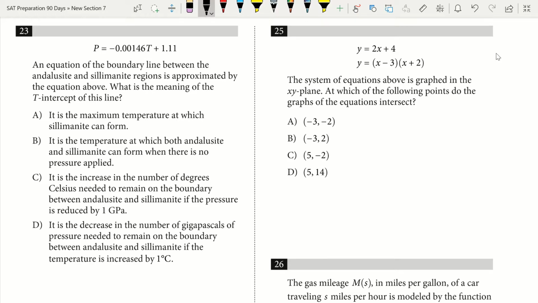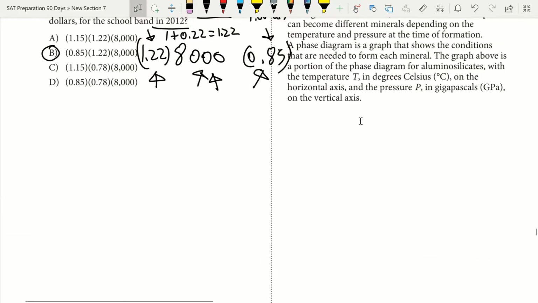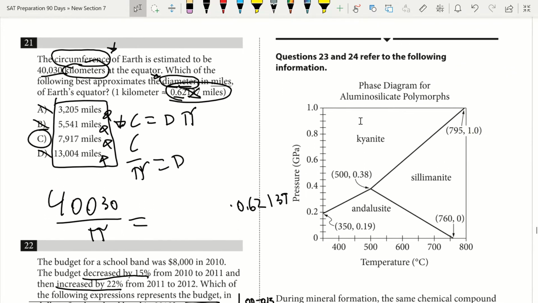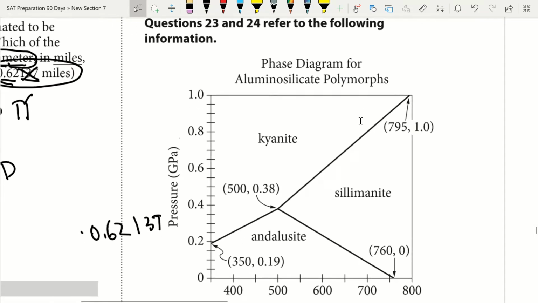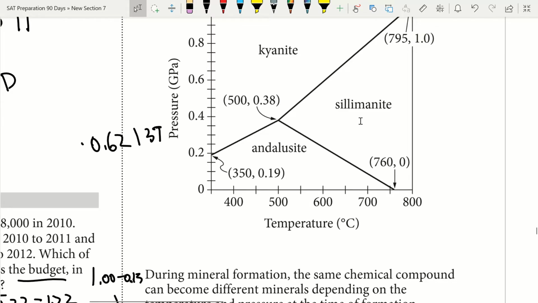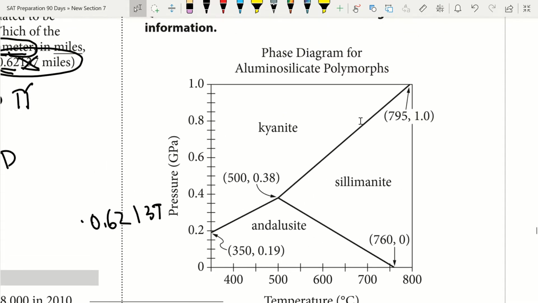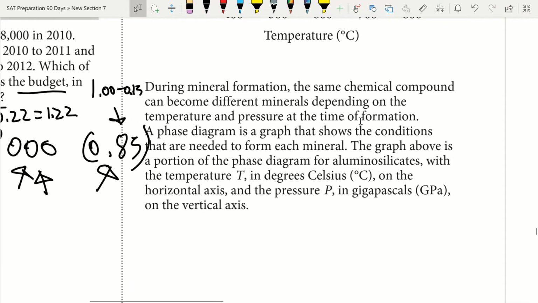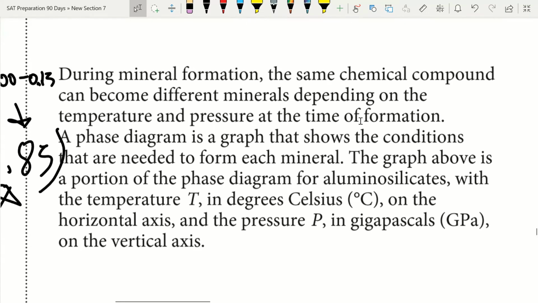Okay, so questions 23 and 24 actually refer to a diagram above here. We see that it tells us that it refers to it. We have a phase diagram for a substance. I see I have pressure on my y-axis, temperature on my x-axis, and then the different phases based on those. So during mineral formation, the same chemical compound can become different minerals depending on the temperature and pressure at the time of formation.